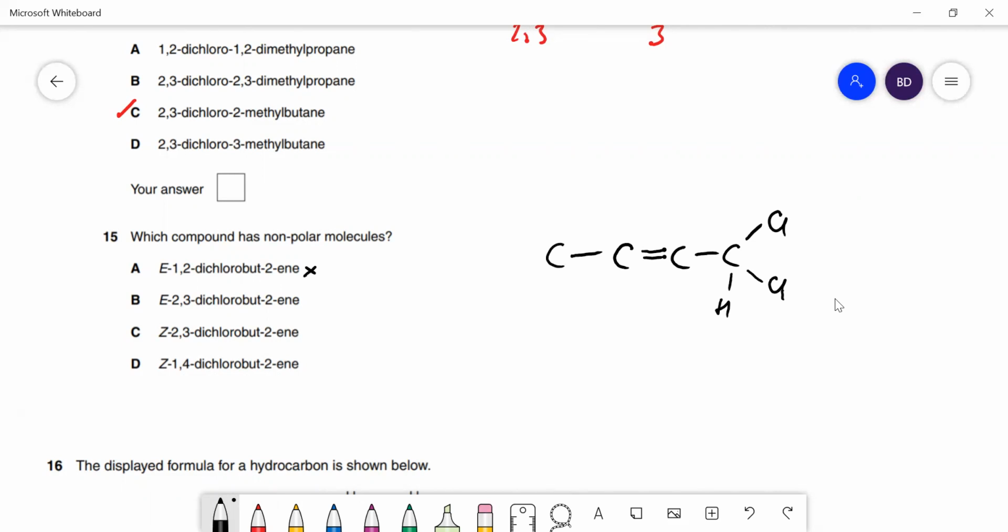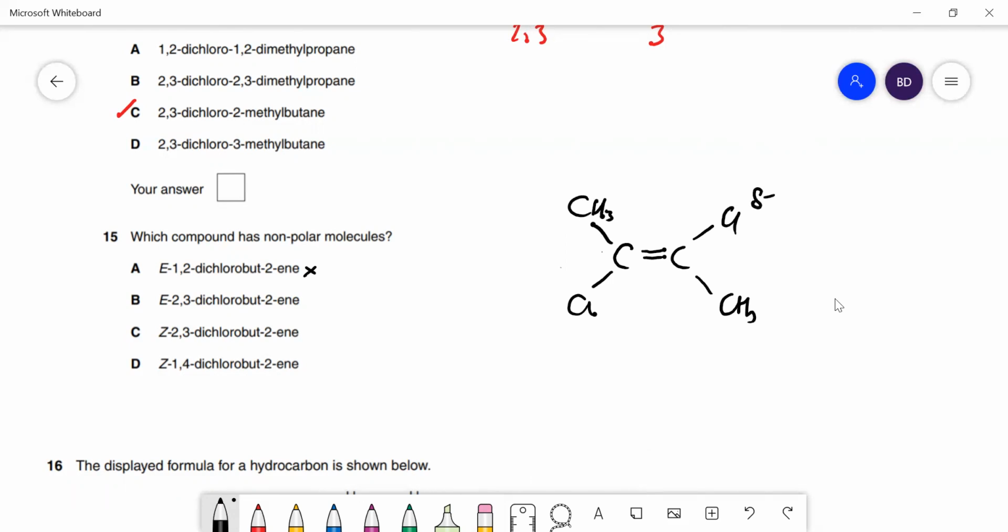Okay, 2,3-dichlorobutene. Let's try that. 2,3-dichlorobutene, and put these in there. And these are E, so these are opposite. Cl, Cl, CH3, CH3. Now that is symmetrical. That is going to be flat, that molecule, of course. That is going to be delta minus, and that's going to be delta minus, and this carbon is going to be delta plus and delta plus. But because you've got this negative charge at this end of the molecule, it's balanced out by the extra negative at that side, so it's symmetrical, so it wouldn't have a dipole.